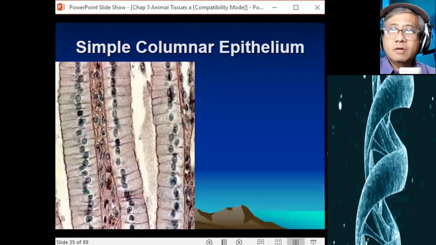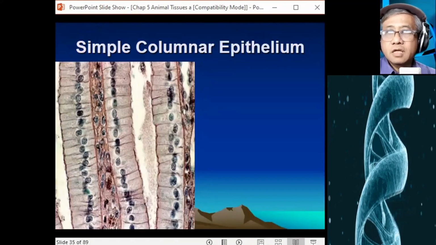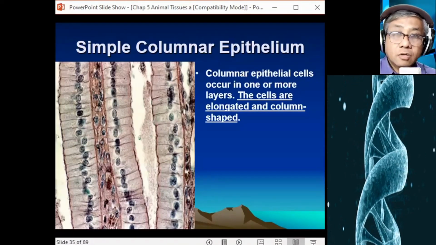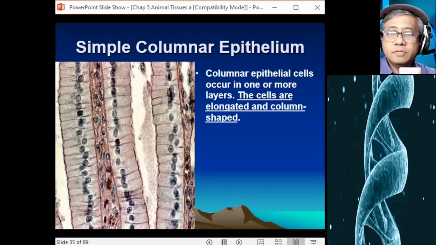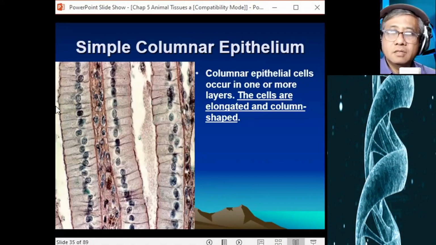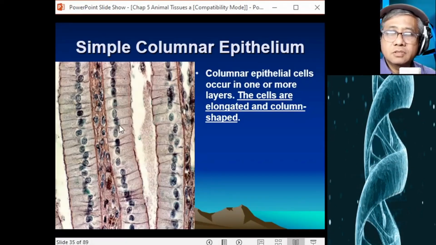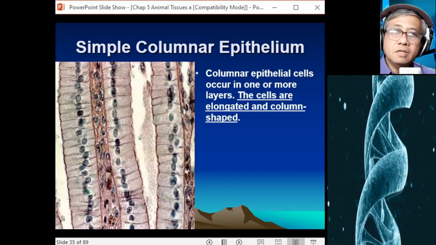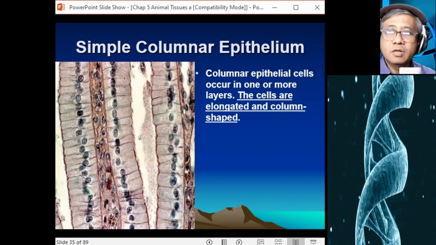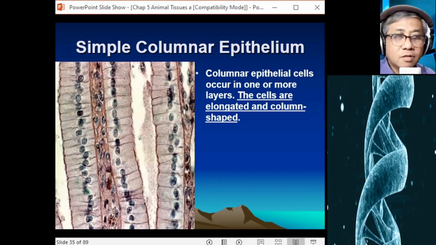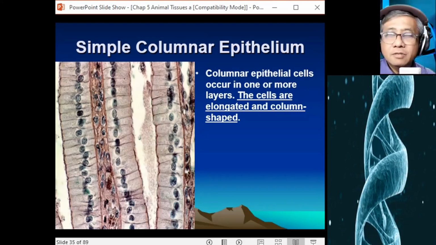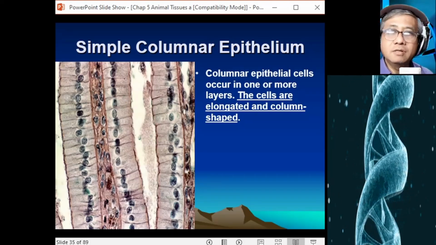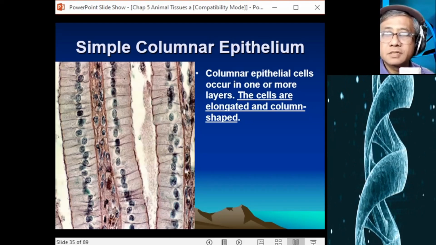Okay, then we have columnar epithelium. As the name implies, columnar, the cells are elongated and column-shaped like the one in the picture here. Columnar epithelial cells occur in one or more layers. So meron siyang simple columnar, made up of a single layer of columnar cells, and stratified columnar made up of several layers of elongated and column-shaped cells.